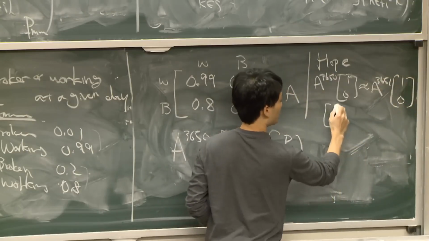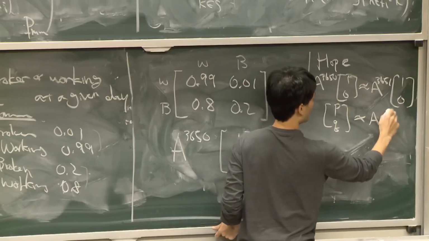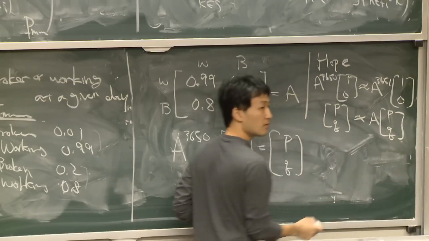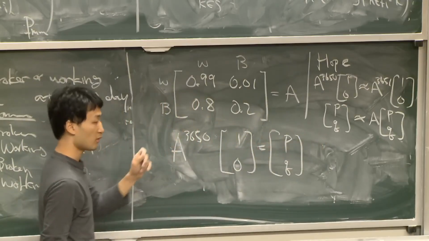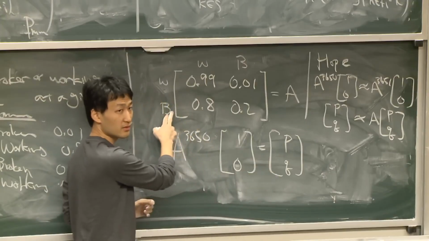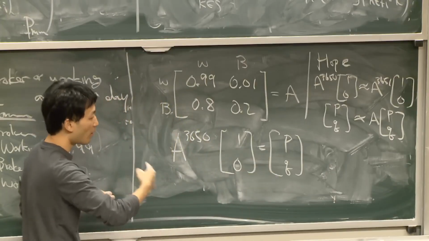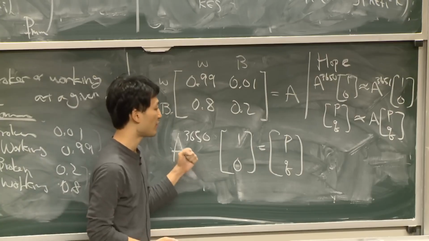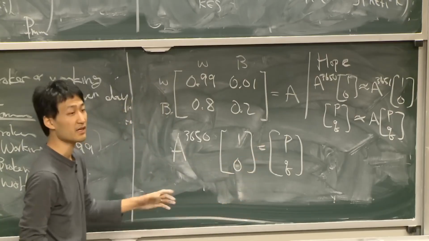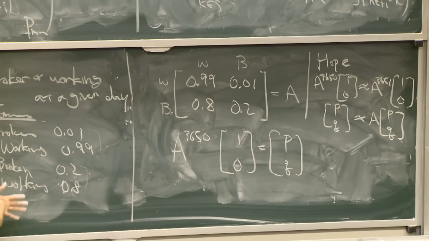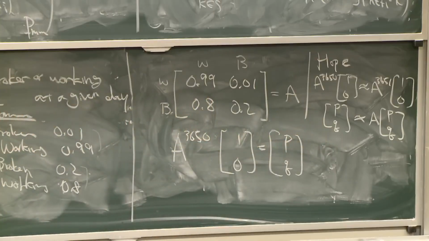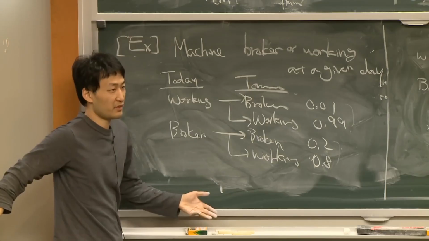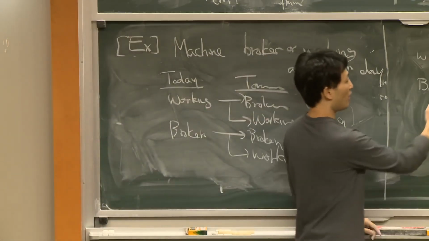That means if this is (P, Q), (P, Q) is about the same as A times (P, Q). Anybody remember what this is? Yes. So (P, Q) will be the eigenvector of this matrix. Over a long period of time, the probability distribution that you will observe will be the eigenvector. And what's the eigenvalue? 1. At least in this case, it looks like it's 1. Okay. Now I'll make one more connection. Do you remember the Perron-Frobenius theorem? This is a matrix.